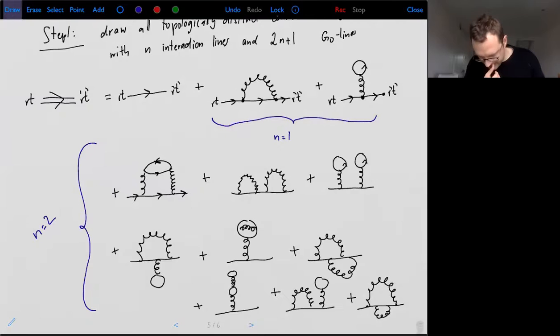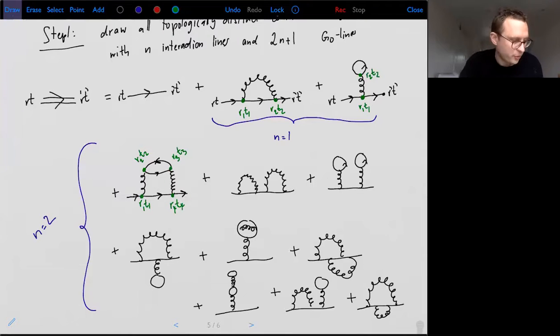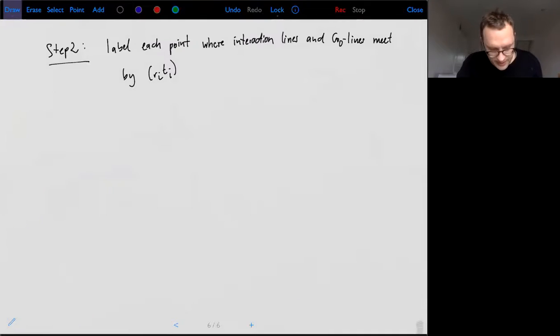Right, so let's see. For example, here I have to put, and this is where they meet, right? So let's put R1, T1 here. This is another point, so let's call this R2, T2. Here I have R1, T1, I have R2, T2. Here I have R1, T1, R2, T2, R3, T3, R4, T4, right? And so on and so forth. So that's the second step.